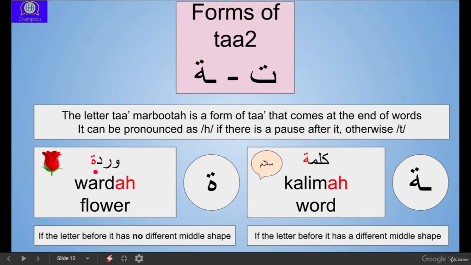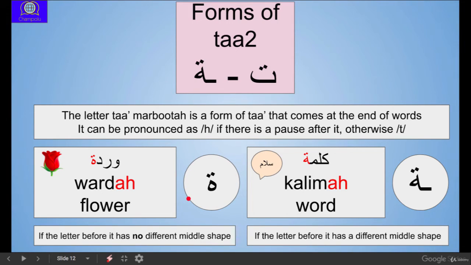However, if the preceding letter in this word does not connect to the ta marbuta, then it will take this shape, which we will see in the word warda. And in this case, you'll find that the dal does not connect to the ta marbuta, so it looks like this.